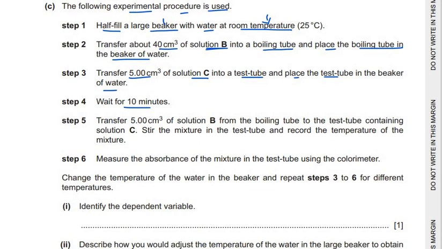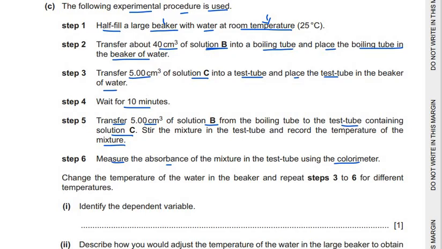Let's go ahead and understand what is happening. Wait for 10 minutes, that is step 4. So what are we doing? We are reacting solution B and solution C and waiting for 10 minutes. Transfer 5 centimeter cube of solution B from the boiling tube to the test tube containing solution C. Again stir the mixture in the test tube and record the temperature of the mixture. Measure the absorbance of the mixture in the test tube using a colorimeter.